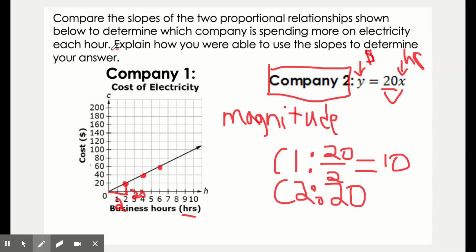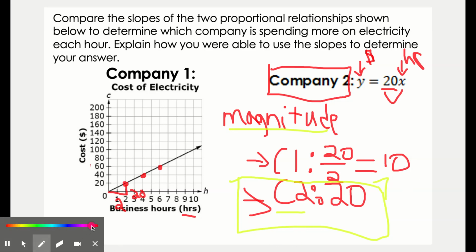Now I got to make sure that I'm reading my question and answering the question fully. So it's asked me again to explain how you were able to use the slopes to determine your answer. And again, which company is spending more on electricity? Looking at these two magnitudes between company one and company two, I can tell just by their slopes, company two is spending a lot more money than company number one. And my justification for this would be the magnitude for company two is bigger than the magnitude of company one. 20 is bigger than 10.